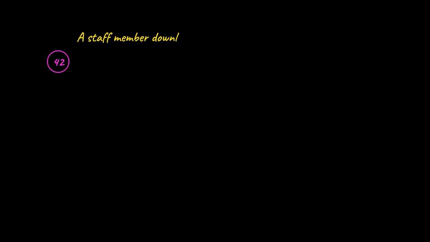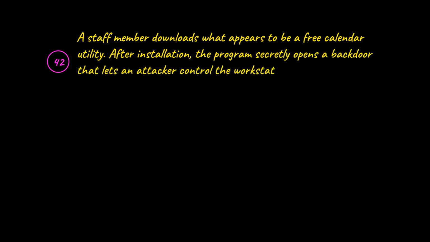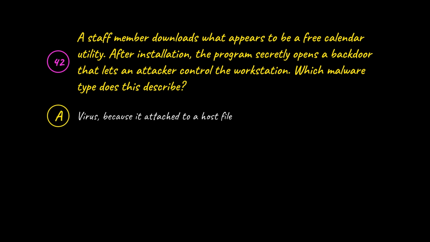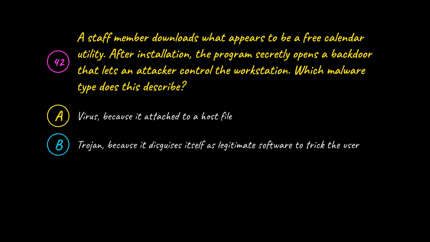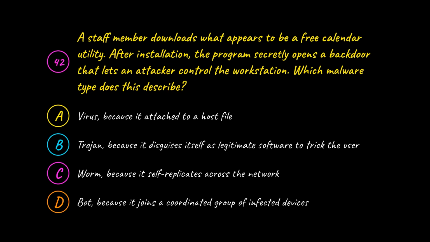Question 42. A staff member downloads what appears to be a free calendar utility. After installation, the program secretly opens a backdoor that lets an attacker control the workstation. Which malware type does this describe? Your options are A. Virus because it attached to a host file. B. Trojan because it disguises itself as legitimate software to trick the user. C. Worm because it self-replicates across the network. D. Bot because it joins a coordinated group of infected devices. Take a second. Which answer would you pick?